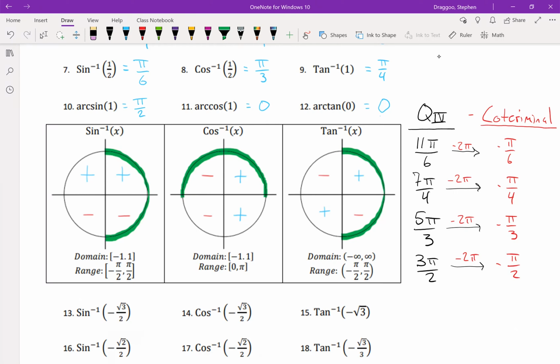We can just use the second quadrant as it already is, because it'll make a nice continuous range with cosine inverse. So just 0 to pi for that range, and the domain again is bounded by 1 and negative 1 because the unit circle is bounded by 1 and negative 1.